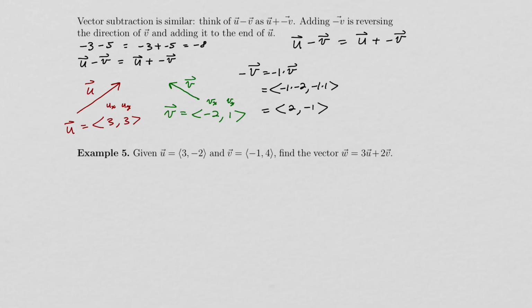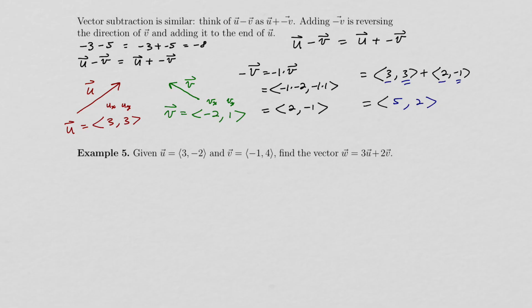Now it makes it easier to add, because I can add these algebraically. Remember, this is 3, 3. I want to subtract v, but that's the same as adding -v, and -v was 2, -1. So if I add the x components together, the 3 and the 2, I get 5. And if I add the y components together, 3 minus 1, I get 2. So that would be the subtraction.